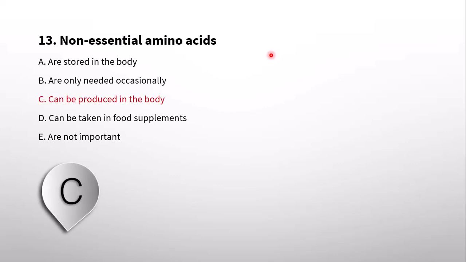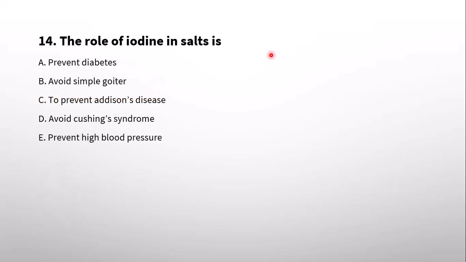13. Non-essential amino acids. Straightforward, they can be produced in the body. Yes. Non-essential amino acids can be produced in the body. A says are stored in the body. No, amino acids are not stored in the body. When they are in excess, they are broken down, and the amino part forms ammonia, goes to the liver, forms urea and is excreted in urine. Only occasionally can be produced in the body. Anyway, C.